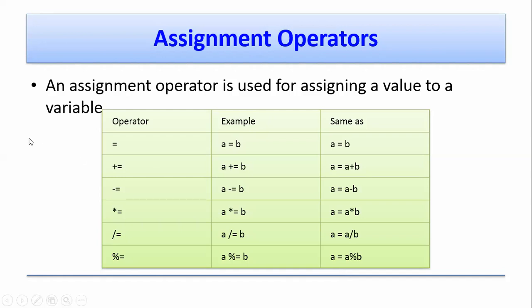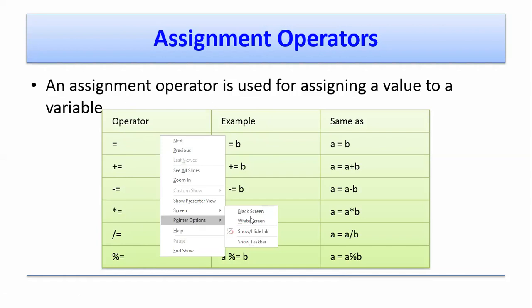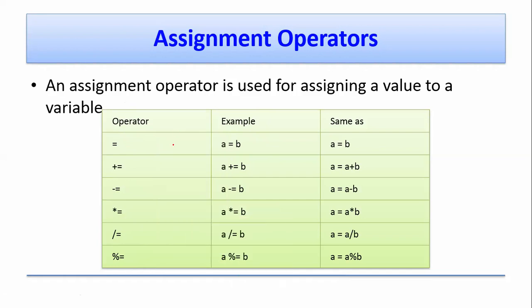Okay, sir. So this is the assignment operator, which we have already used. Here B is assigned to A. Since this is an assignment operator, does it execute from right to left or left to right?